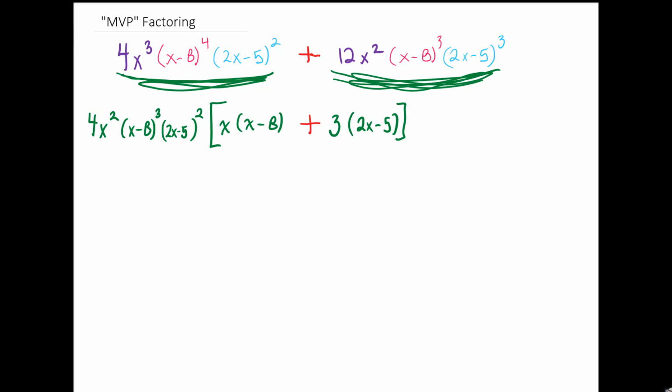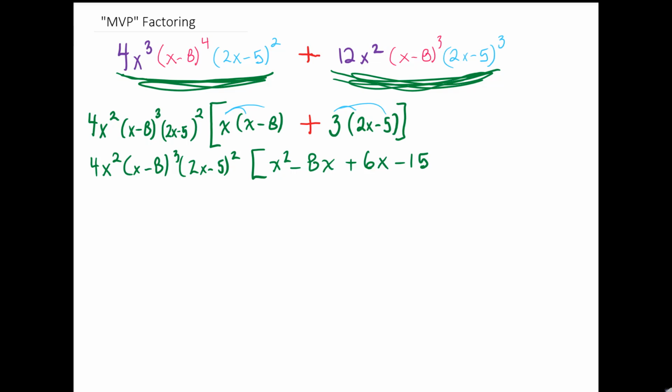So now I can use some distributive properties and try to collect like terms and see if I can simplify this problem further. So let's distribute what's inside of here. What I'll be left with is I do still have the 4x squared, an x minus 8 cubed, a 2x minus 5 squared. And then inside of the brackets, I have an x times an x, a minus 8 times x, the plus sign, 3 times 2x, and 3 times negative 5, or minus 15.